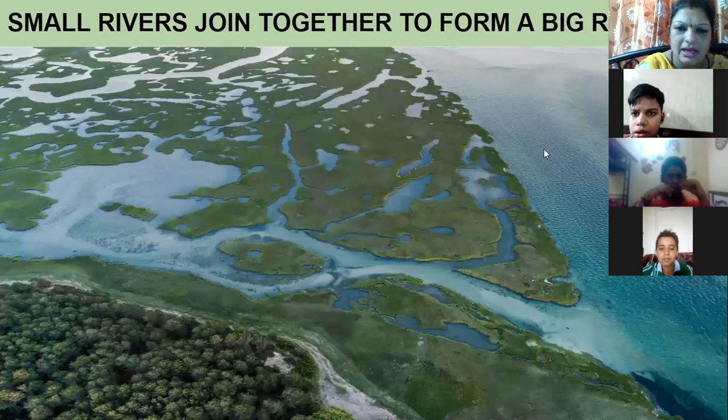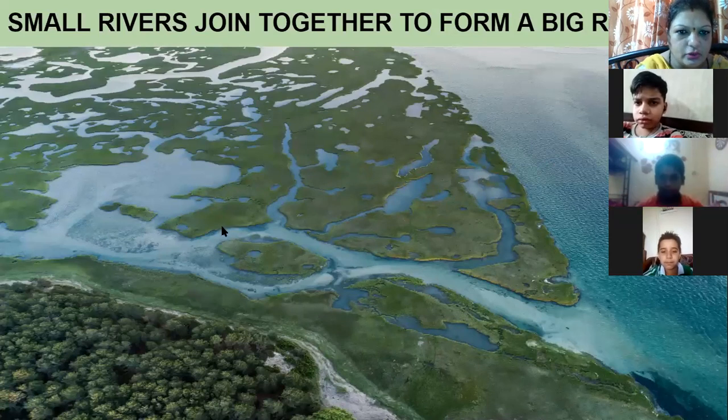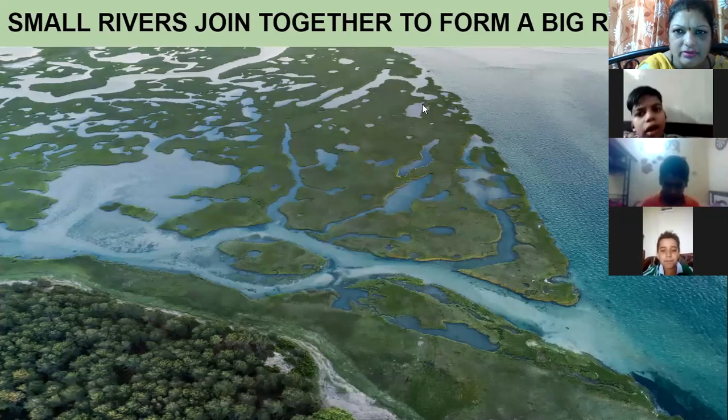Now here, as I told you, the formation of a river. Now what happens to the river? A river which is small will turn into a big river. So here you can see small rivers which are coming from all the sides. These are all rivers. So these small rivers join and form a big river.